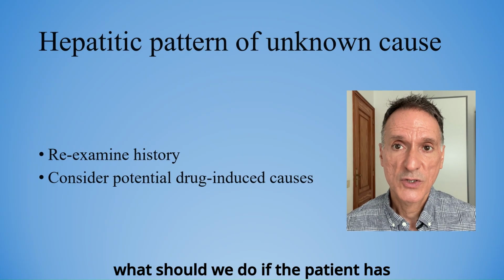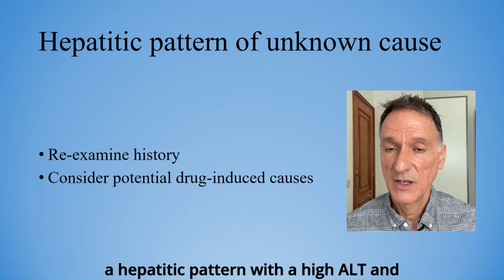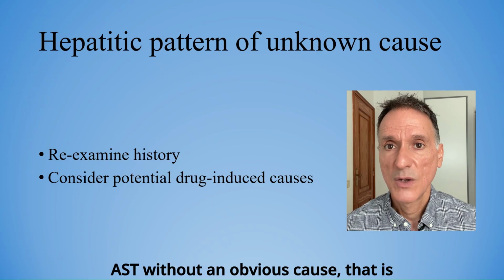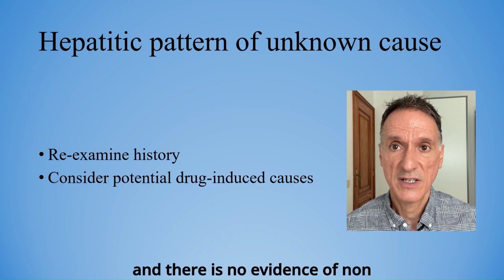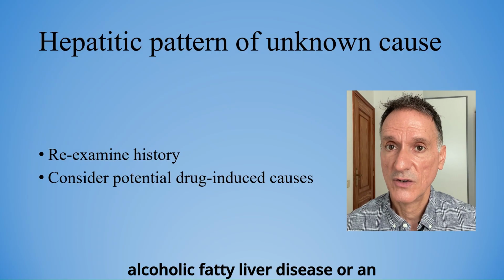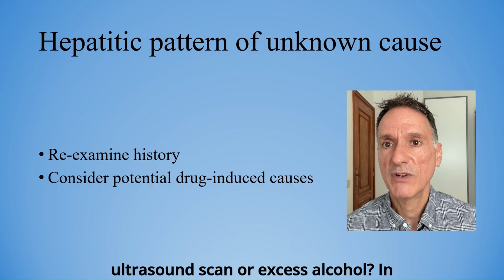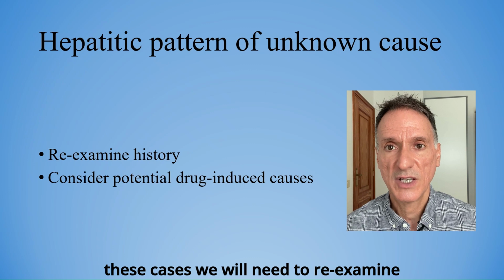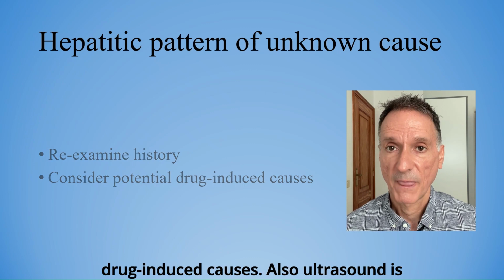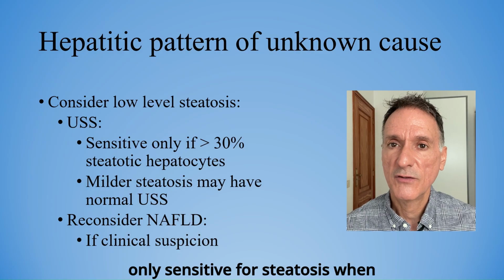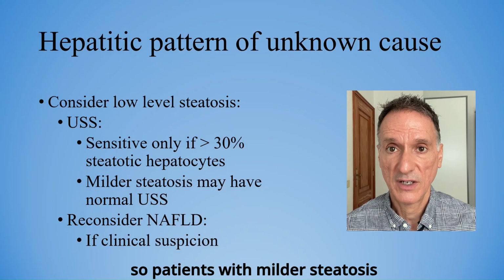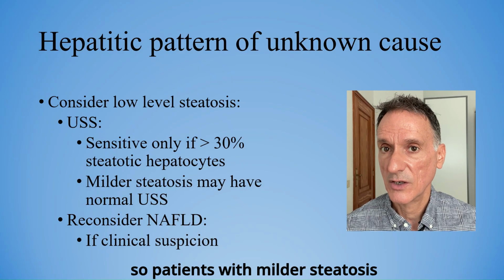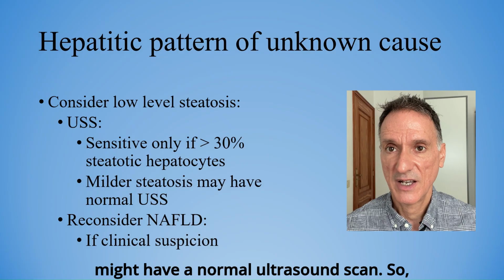But finally, what should we do if the patient has a hepatitic pattern with a high ALT and AST without an obvious cause? That is, when the liver screen is normal and there is no evidence of non-alcoholic fatty liver disease on ultrasound scan or excess alcohol. In these cases, we will need to re-examine the history to exclude potential drug-induced causes. Also, ultrasound is only sensitive for steatosis when hepatocytes are more than 30% steatotic. So patients with milder steatosis might have a normal ultrasound scan.